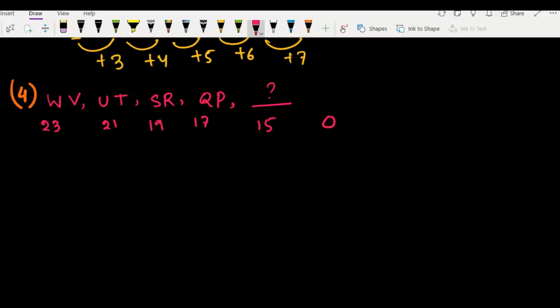And what is the second element? So V is 22, T is 20, R is 18 and P is 16. So here also we are getting minus 2. So what is 16 minus 2? It is 14. 14 means N. So the answer is ON.